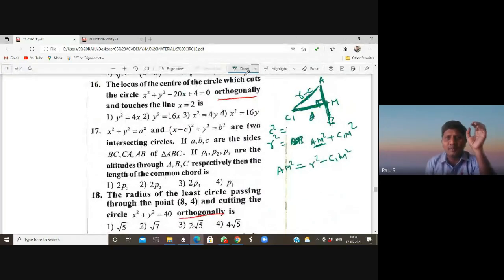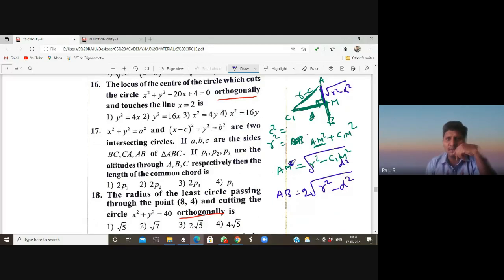Actually there is a direct formula here. The length AB is equal to root over 2 times of r square minus d square. Because clearly AM is equal to root over r square minus d square, but we require AB. AB is equal to 2 times AM. Remember this direct formula that you already discussed in the line concept.